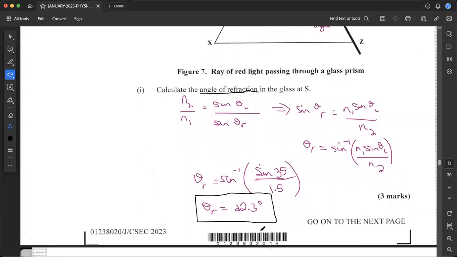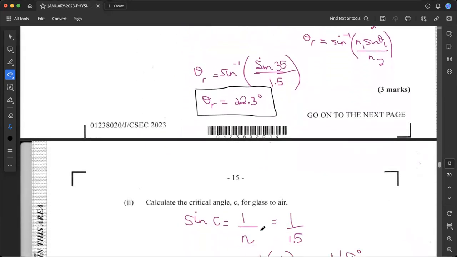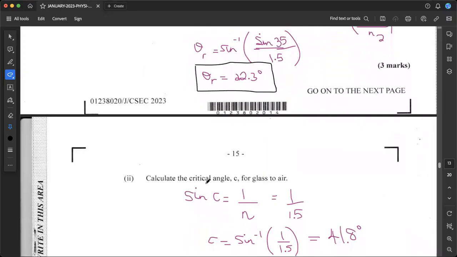All right, so moving right along to part 2 of that question, they're asking us to calculate the critical angle C for glass to air. Remember, when we talk about a critical angle, we're always talking about going from a more dense medium. In this case, glass is our more dense medium, and we're going to a less dense medium now, which is air.